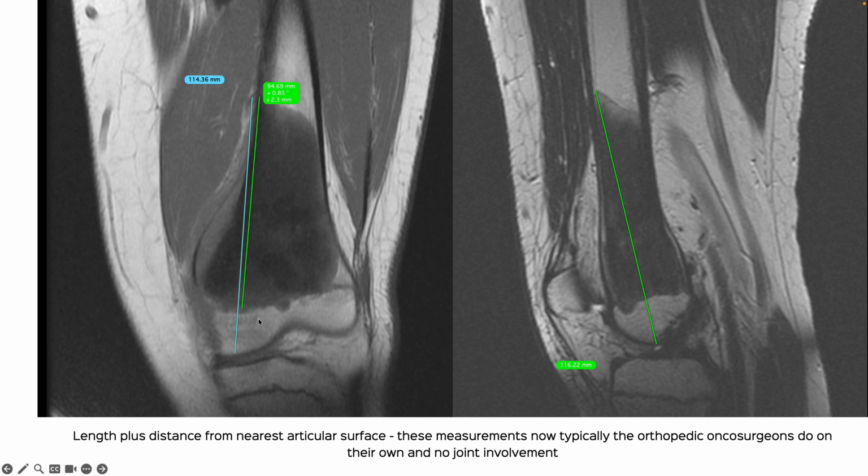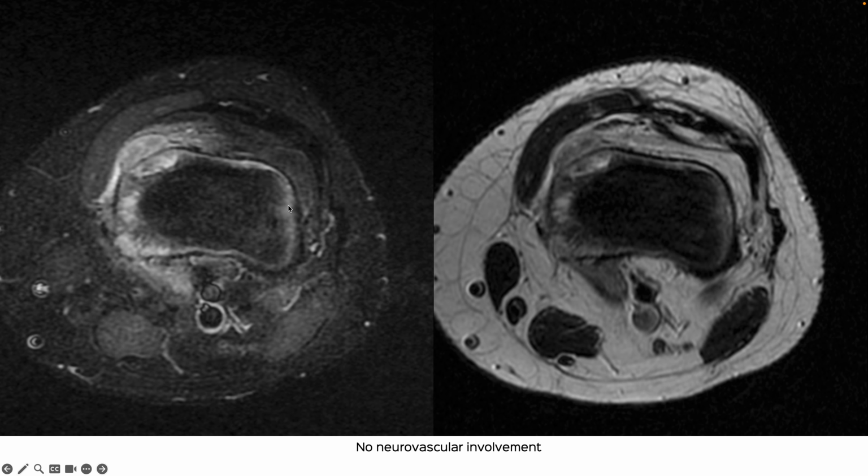Extent is measuring the lesion and its extent from the articular surface, and in most cases the orthopedic oncosurgeons will do it themselves, but it's a good idea to get used to this. It takes 30 seconds to give these measurements. The other is neurovascular bundle involvement. Here, of course, the tumor is nowhere near the neurovascular bundle.